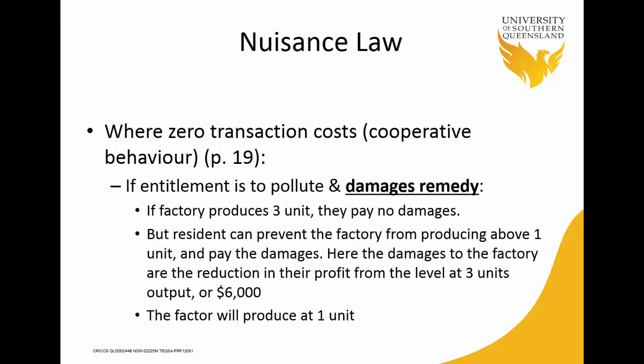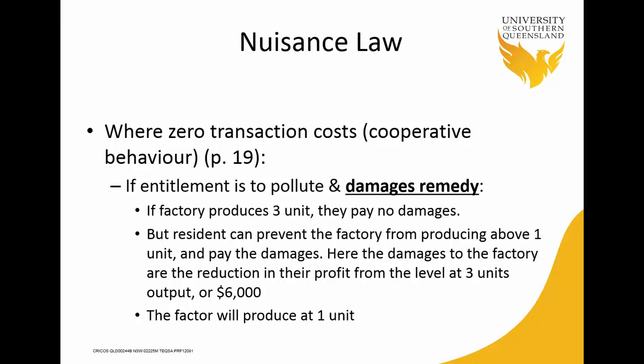Let's move on then to look at the damages remedy. So this is the last cell in the second row. So this is the second cell on the right. So if the factory produces 3 units, they would pay no damages, because they have the right to pollute, yes? But the resident can prevent the factory from producing above 1 unit. So they would prevent them actually physically, basically. We're not going to go into much detail into how that could be possible, but let's assume that this is possible. If the resident can prevent the factory from producing above 1 unit, they would do so, because they would be more than happy to pay the damages, because it's less than the amount that they can get by the reduction of their own damages.